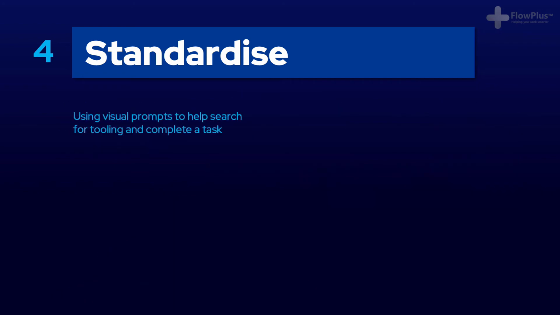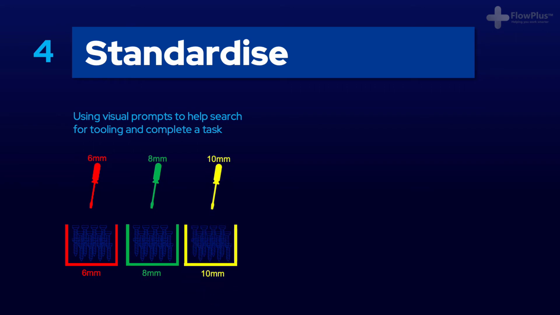Standardisation is about using visual prompts to help search for tooling and complete a task. Colour coding is a very simple and effective way of reducing mistakes. Once the standard has been documented, train the standard to all operators. The standard is not a document to be stored in a drawer, it is a live document to be used by supervisors to ensure all employees are working to the same best way.